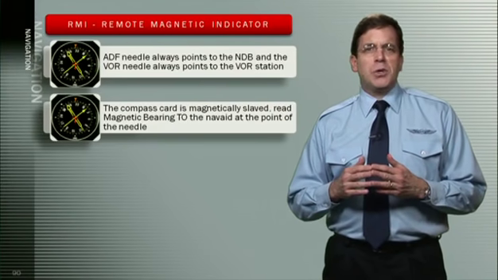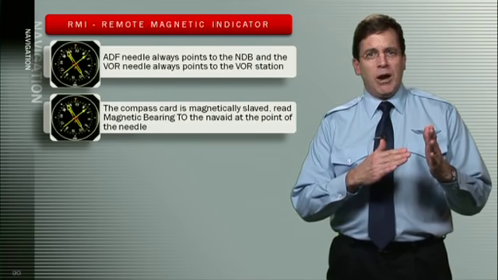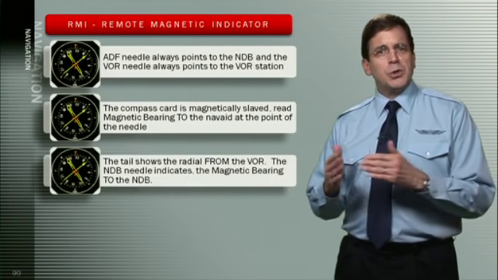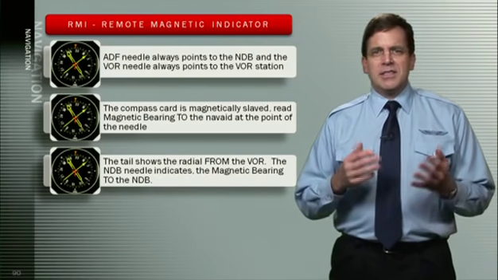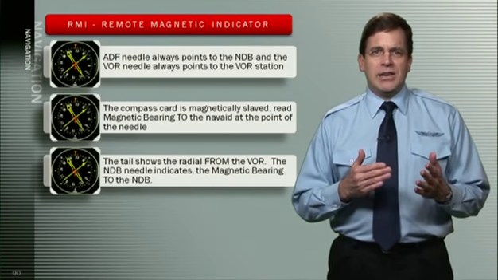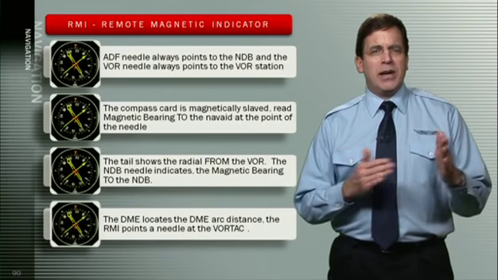Now here's another great way to use an RMI. If the needle is pointing to the VOR, then the tail of the needle shows you the radial you are on from the VOR. Simultaneously, the NDB needle indicates at the top of the needle point the magnetic bearing to the NDB.